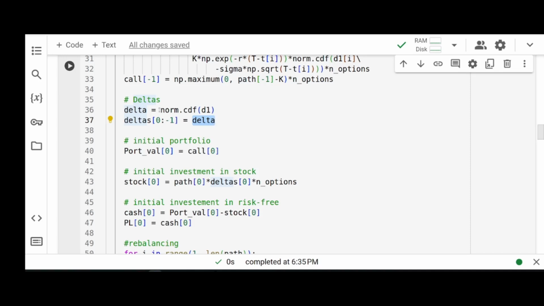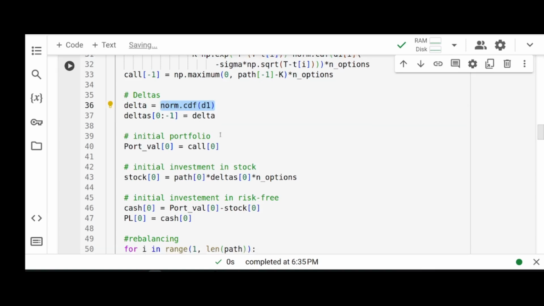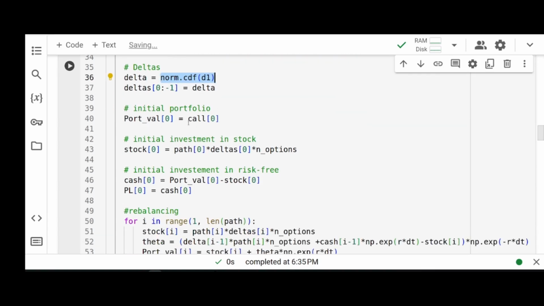I think it is possible to do it like this. Directly we can calculate this, but it is okay also if we put it as this. So the initial portfolio is C0, the call value initially. So our initial investment in the stock is equal to the price at 0, delta 0 times number of options. That means delta times S0 times number of options.